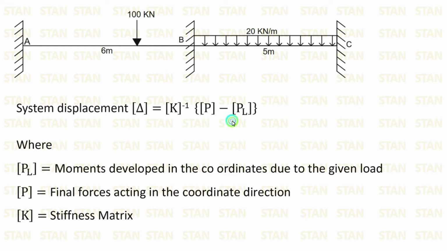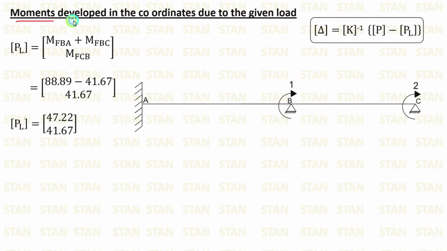In this formula, first let us calculate the PL matrix. We know that the PL matrix is equal to moments developed in the coordinates due to the given load. We are having the coordinates in the points B and in the point C. We have already calculated the fixed end moments. In the point B, we have calculated two fixed end moments, M of BA and M of BC. We have to add both of them. After adding, we are getting 47.22. In the point C, there is only one fixed end moment, that is M of CB, which is equal to 41.67. Finally, we have made the PL matrix.